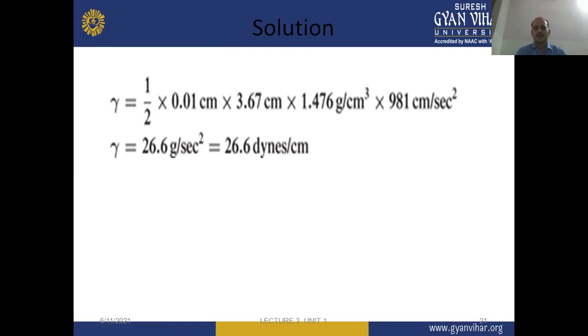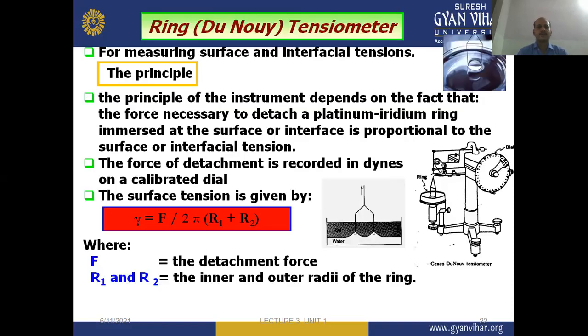So this is the solution of the numerical given. Numericals can be asked in examinations also. So you can use the formula gamma is equal to 1 by 2 R H rho g for determination of surface tension. Now proceed to the second method, which is known as the ring tensiometer method or ring Du Noüy tensiometer method.